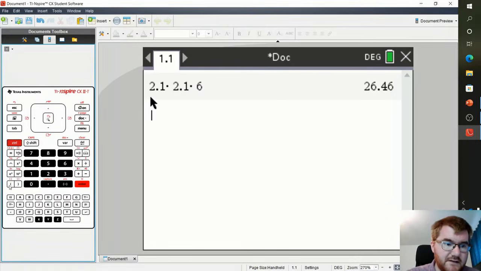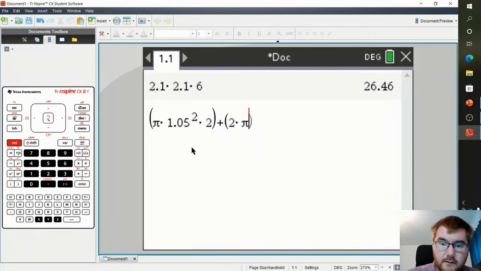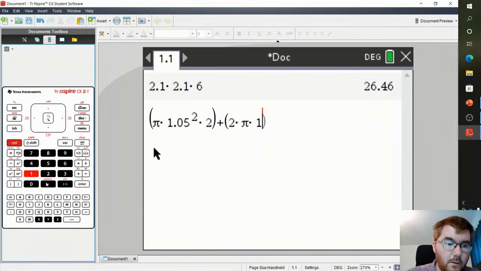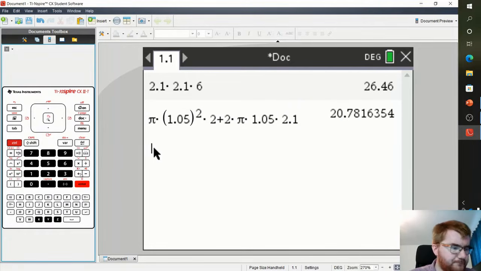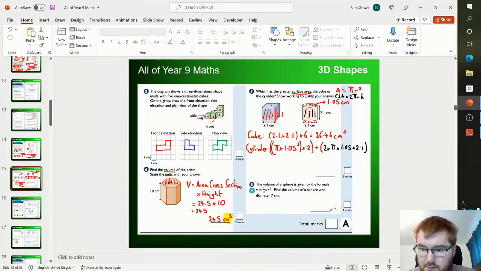Right, so let's go through this. So careful with the brackets. So we want pi times 1.05 squared times 2, because you've got the top face and the bottom face, plus 2 times pi times 1.05 times the height, which is 2.1. Make sure the brackets are in the right places. Press enter, and I get the answer of 20.78. So let's pop that across.